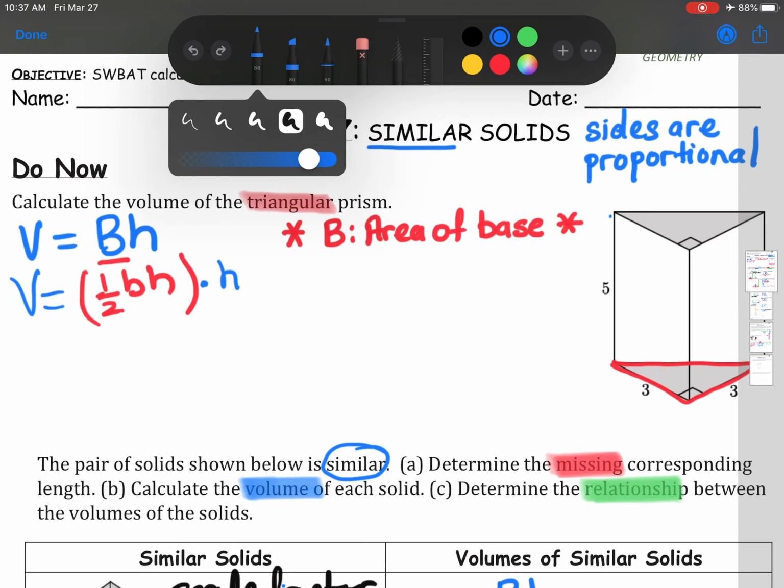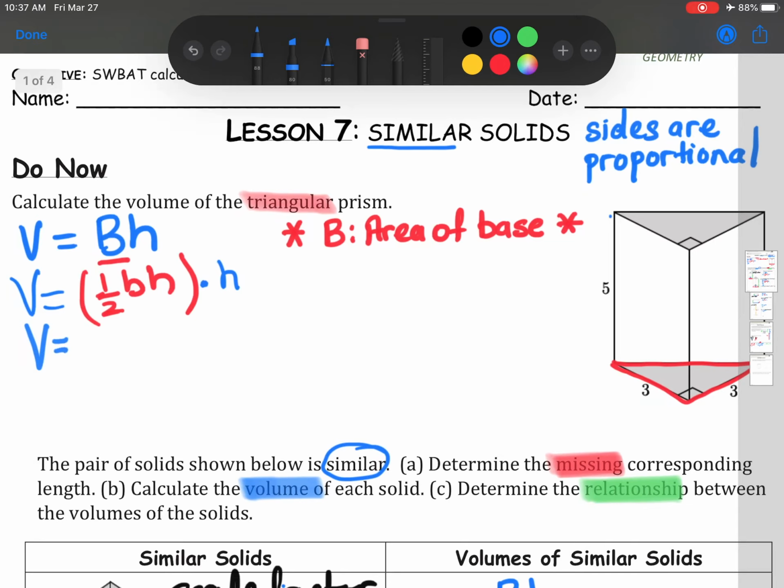The first one, do now: calculate the volume of the triangular prism. So I already copied the formula, which is big B times H. Again, remember, big B is the area of the base. So now what you need to do is substitute the area of the base, which is a triangle. Remember, your prisms are named after their bases. So it says a triangular prism, so triangle is your base, right?